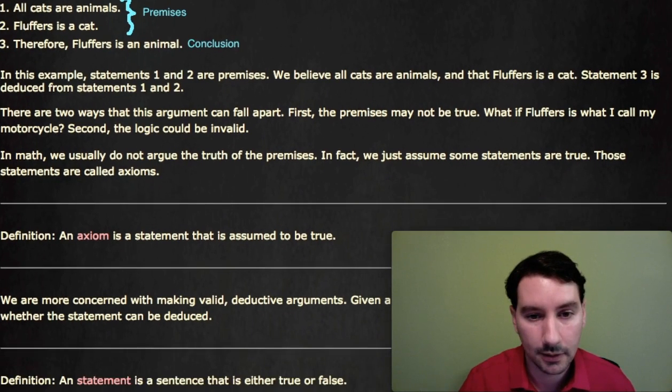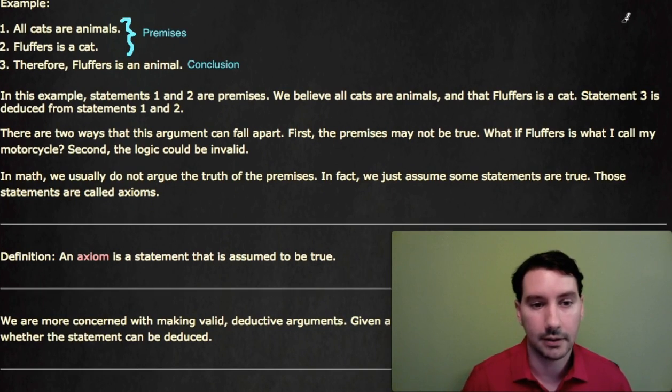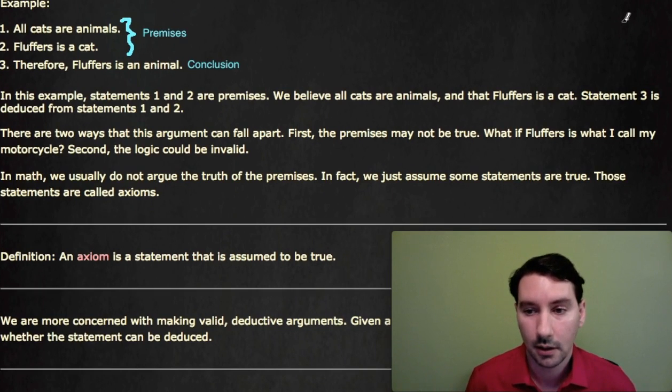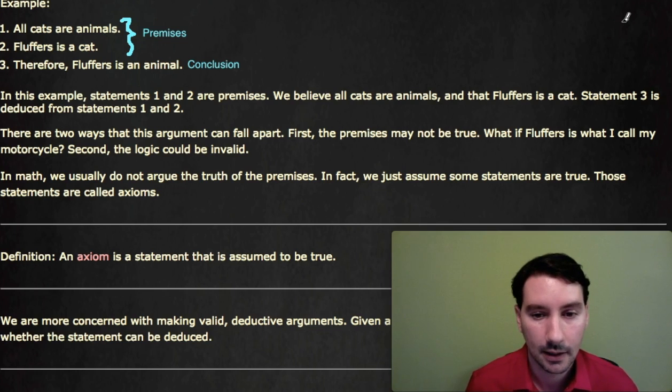There are two ways that the argument could fall apart, and one is that these premises may not be true. So what if Fluffers isn't really a cat? Maybe that's what I call my motorcycle. Then this whole logic would be invalid, because Fluffers isn't actually a cat. But we're going to take as true that Fluffers is a cat, and that all cats are animals. In math, we don't usually argue about the truth of premises, and we just assume that those statements are true.